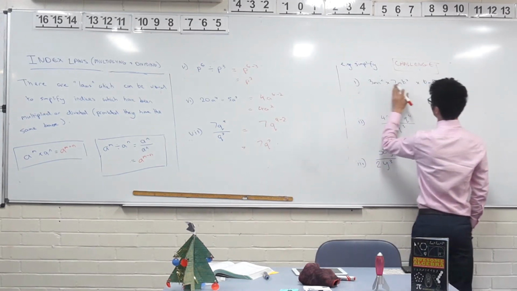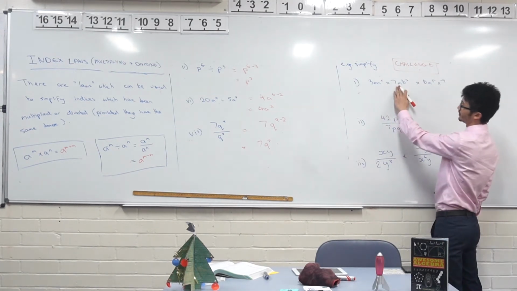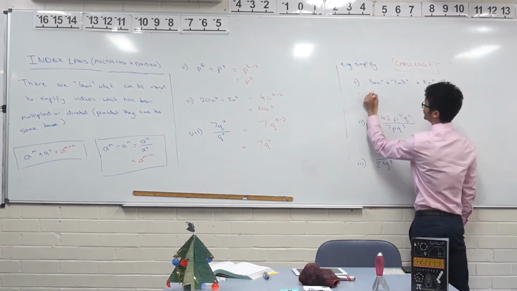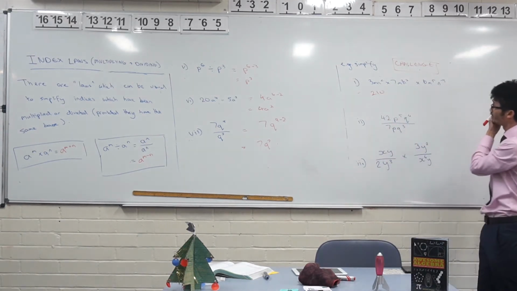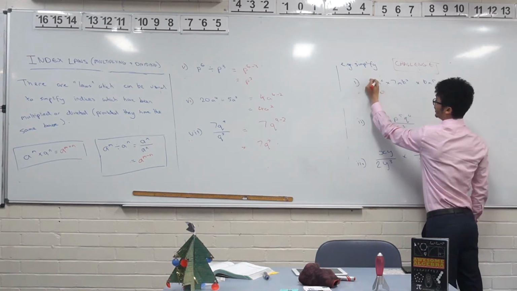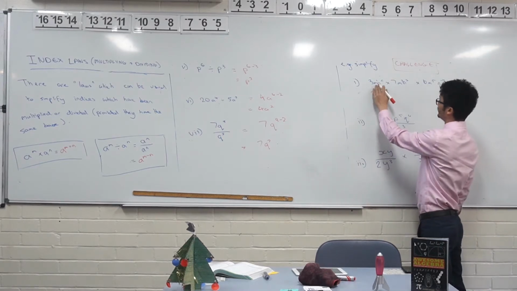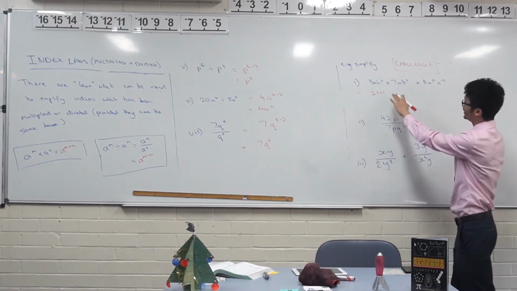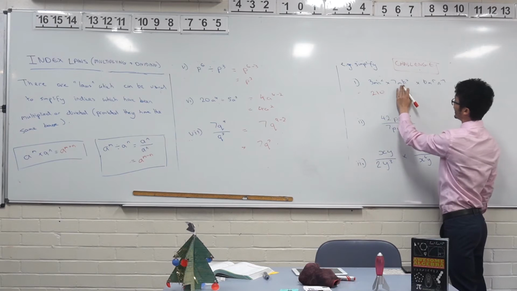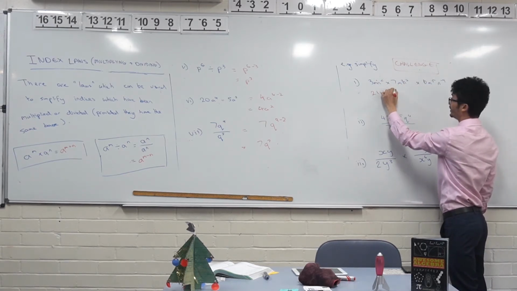First things first, always make sure you do the coefficients, multiply them first. So I've got 3 times 7 is 21, times 10 is 210. And then I'm going to look at all the m variables, right? Anytime I see a single power of m, I just write m to the power 1. So m to the power 1, m cubed, m to the power 5. These are all multiplied, by the way. So I'm going to add these indices. 1 plus 3 is 4, plus 5 is 9, so that's m to the power 9.